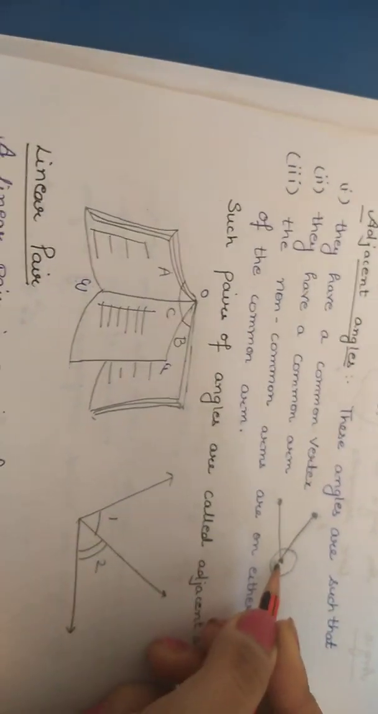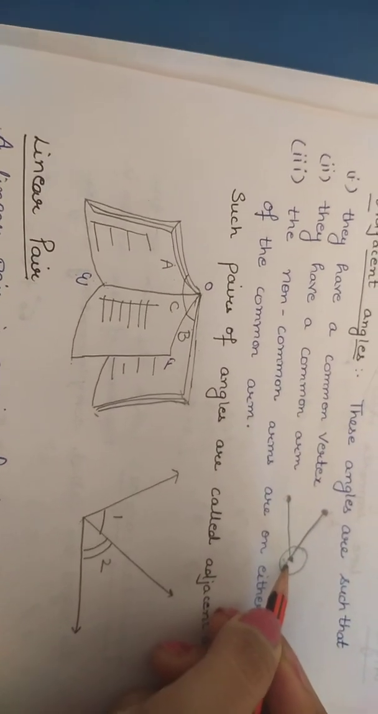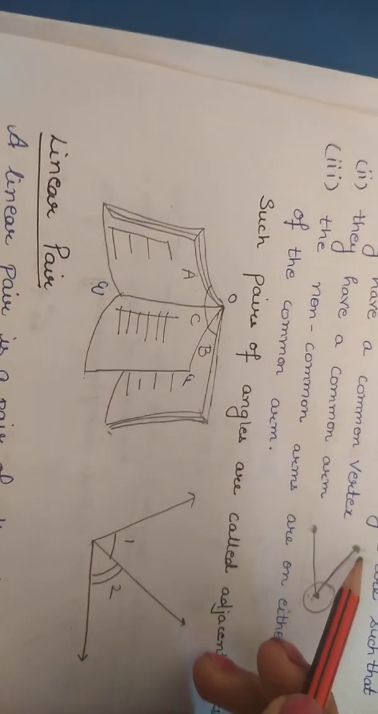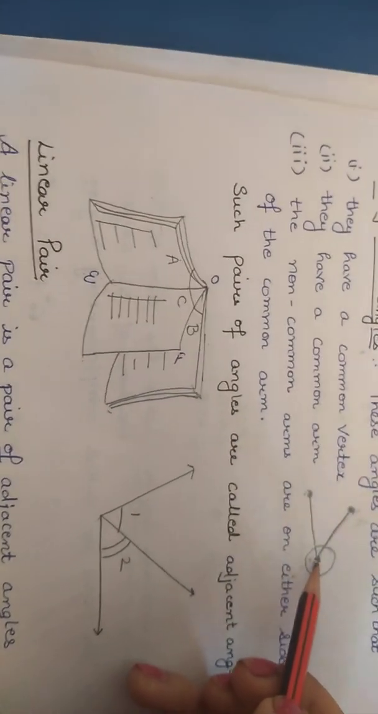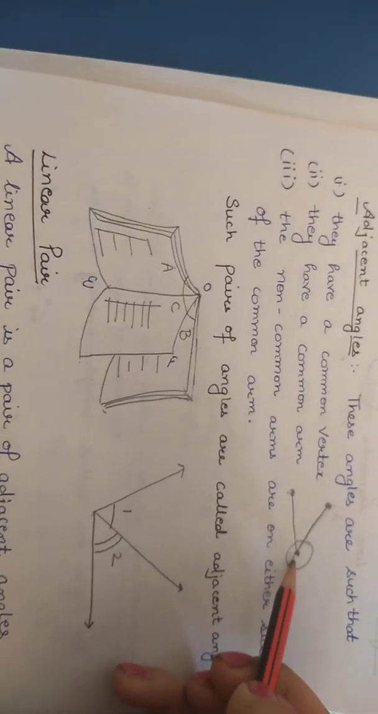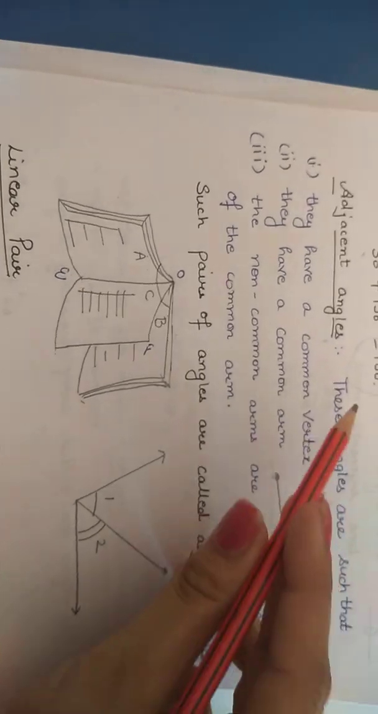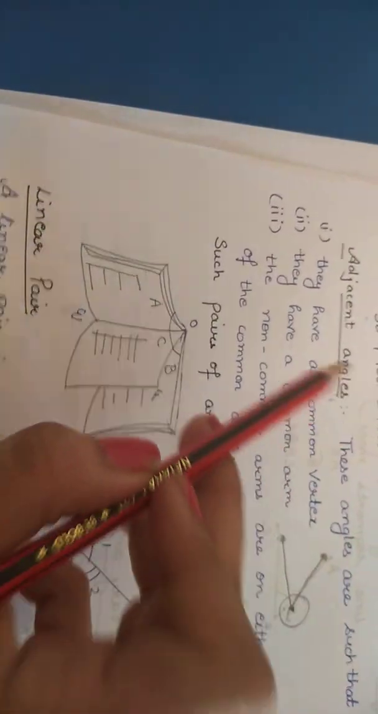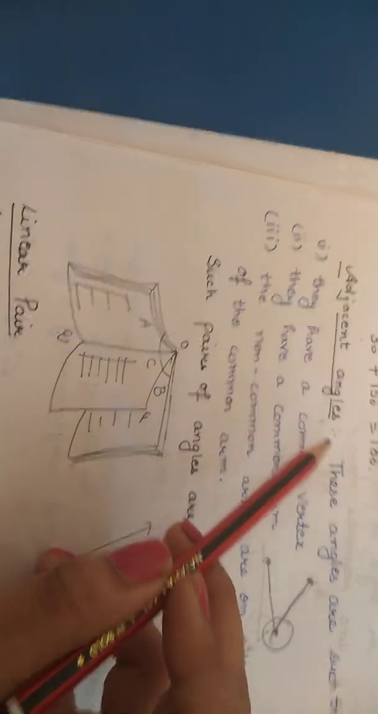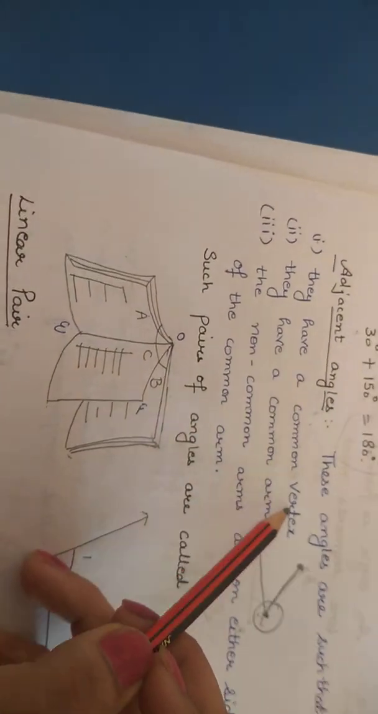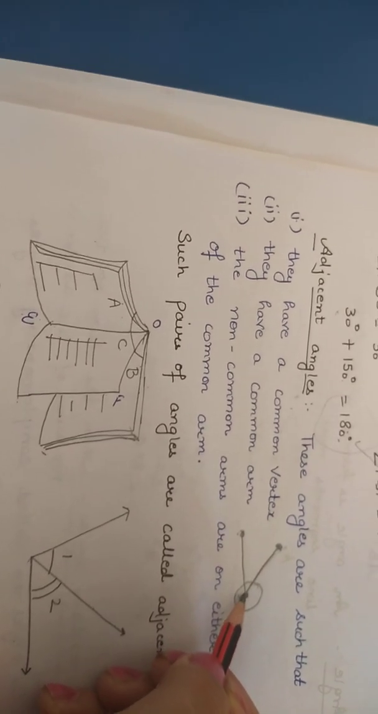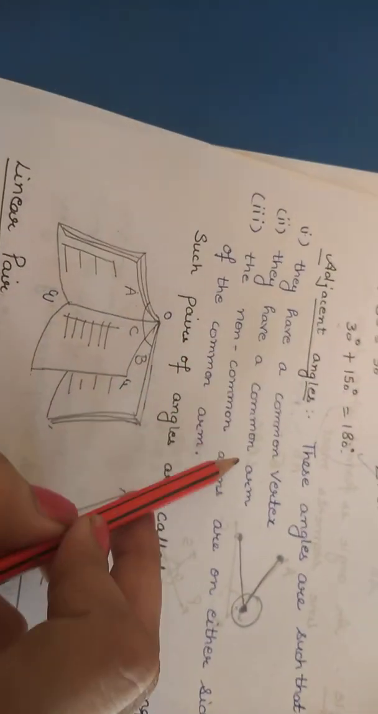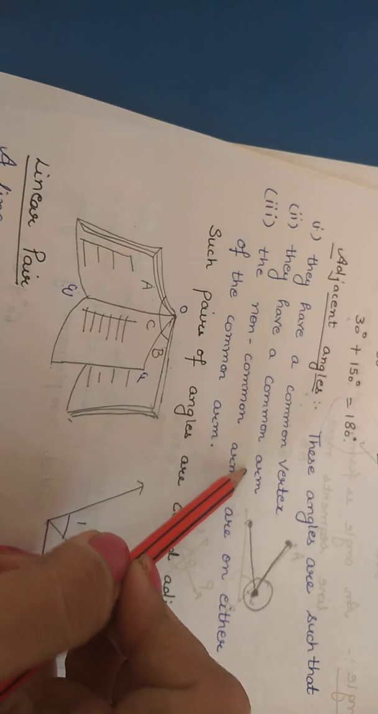What do you mean by common vertex? A vertex which comes in both the lines, this line also and that line also. So this is your common vertex. So the first criterion for adjacent angles is that they have a common vertex. See, this is a common vertex. Okay, and they have a common arm also.